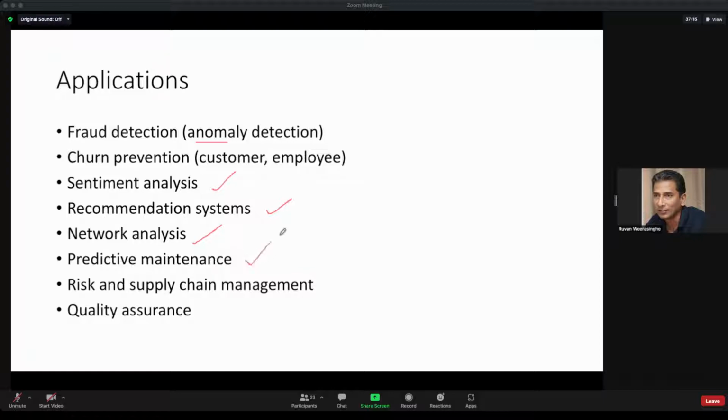Predictive maintenance. If you can predict when something is going to break down before it breaks down, because repair is really, really expensive. So cars typically have this built in, so they will give you a lot of alerts through their sensors now. Risk and supply chain management. I think you may have seen some of these things when you talk about SCM, quality assurance.